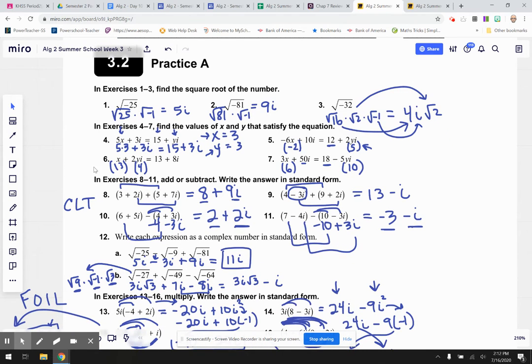Then we talked about combining like terms. i's can go together. 2i and 7i is 9i, just like an x. 3 and 5 is 8. 6 and 4 is 6 minus 4. You've got to distribute the negative. Be careful on that. Negatives have to be distributed. 6 minus 4 was the 2. 5i minus 3i was the 2i.